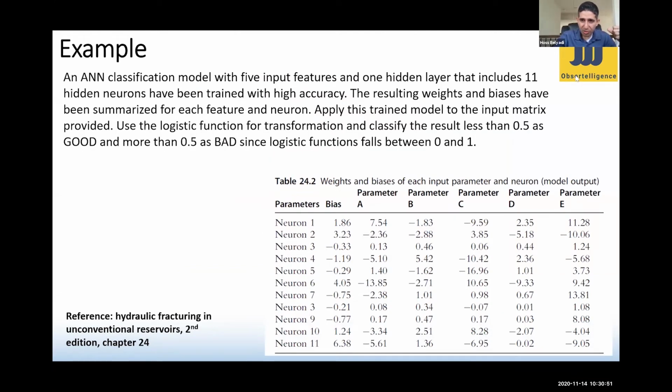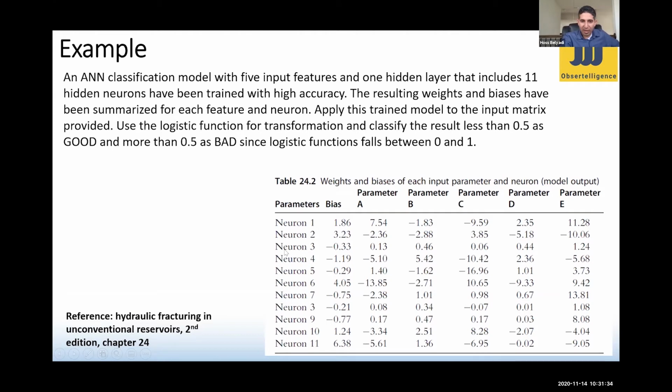So here's the example. It says an ANN classification model with 5 input features and 1 hidden layer that includes 11 hidden neurons has been trained with high accuracy. The resulting weights and biases have been summarized for each feature and neuron. Apply this trained model to the input matrix provided. Use the logistic function, which we'll talk about. This is an activation function that we haven't talked about yet, but we'll talk about it after the slide here, for transformation, and classify the result less than 0.5 as good and more than 0.5 as bad, since logistic functions fall between 0 and 1.